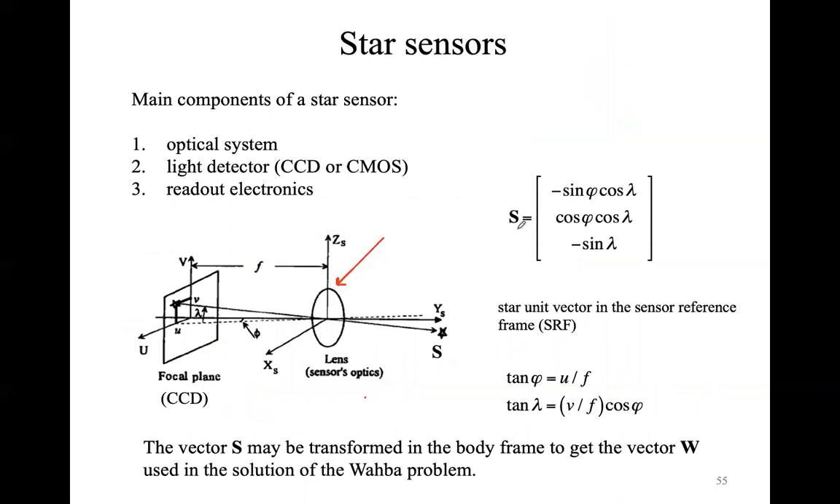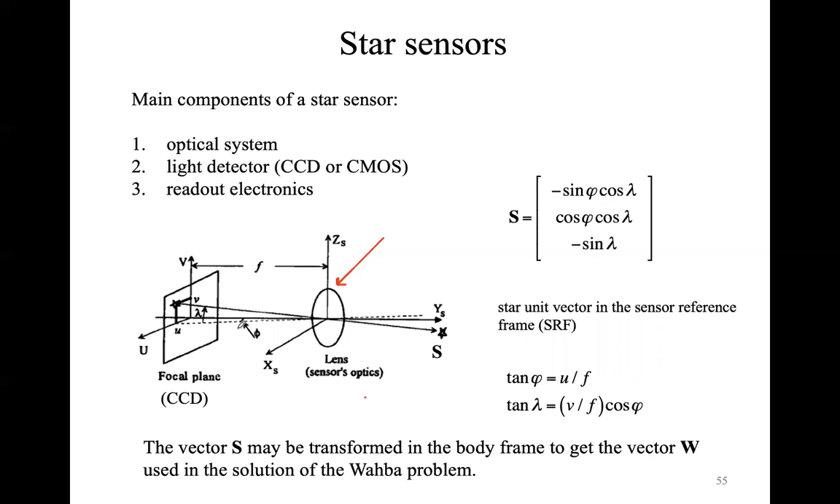The design of the star sensors is the same for all 3 classes, but we are going to focus especially on the fixed head star sensors, which is given by 3 main elements. As I said, you have the optics of the system, you have the light detector, that could be the charge coupled device, and you have the readout electronics, basically a detector that will process the signal received by the star.